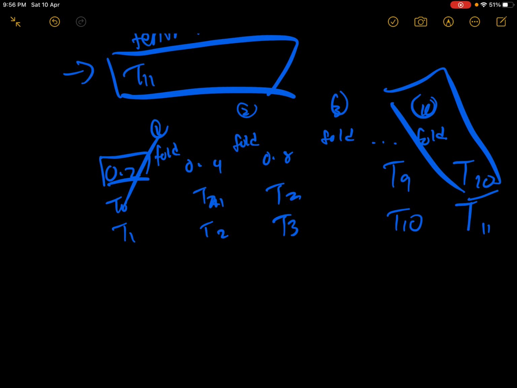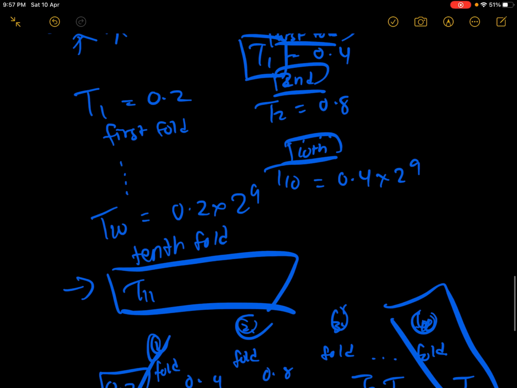Try and calculate a pattern. So after the 10th fold is the 10th term, so I know that T1 is equal to 0.4. There is also a question about bouncing balls. Just look at the exercise, and I think you'll be able to find it.